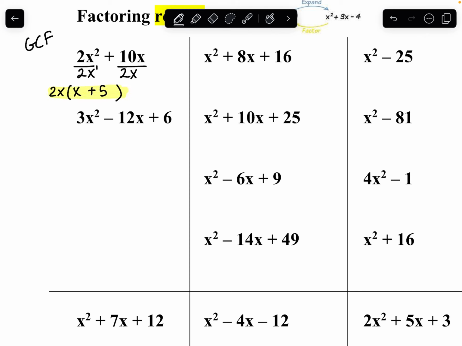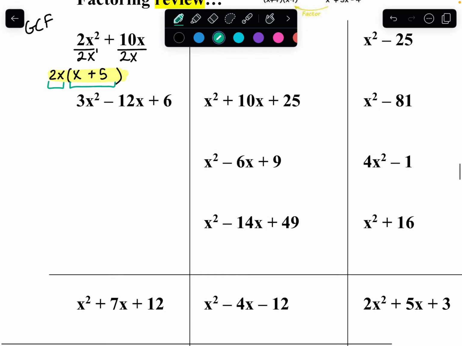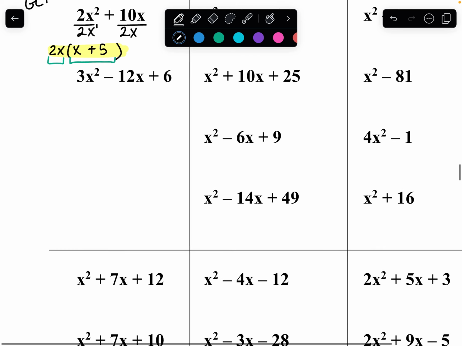So when we're factoring quadratics, our goal is to get to 2 linear factors. And so these are our 2 linear factors. One's 2x and the other is x plus 5. In this next example, we can divide each of these 3 terms by a 3. And then we can't divide them by x this time because this last term doesn't have an x. And so 3 is the best we can do as far as a GCF goes. And so 3 divided by 3 is 1 for the x squared term. Negative 12 divided by 3 is negative 4 for the x. And then 6 divided by 3 is 2.